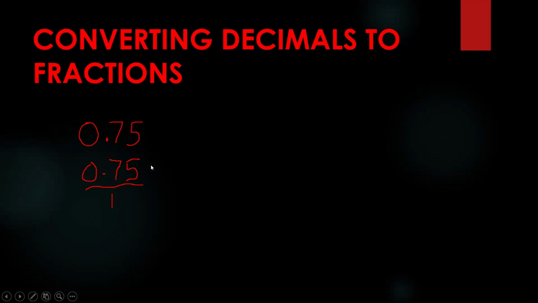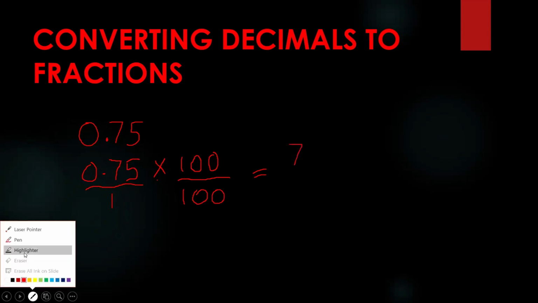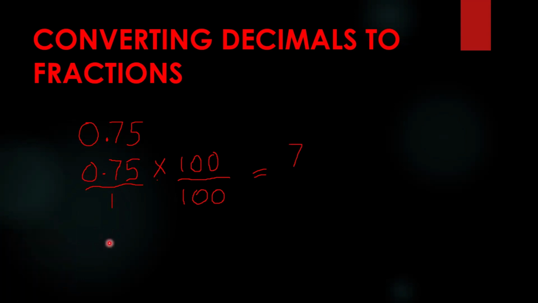So in order to get rid of the decimal, because there are 2 digits after this decimal point, we multiply by 100. That is 1 and 2 zeros. So we multiply the 0.75 by 100. And then, because we are multiplying the numerator by 100, we also multiply the denominator by 100. So by the time we solve this, 0.75 multiplied by 100, we are left with just 75. And then 1 multiplied by 100, we are left with 100. So 0.75 can also be written as 75 over 100.